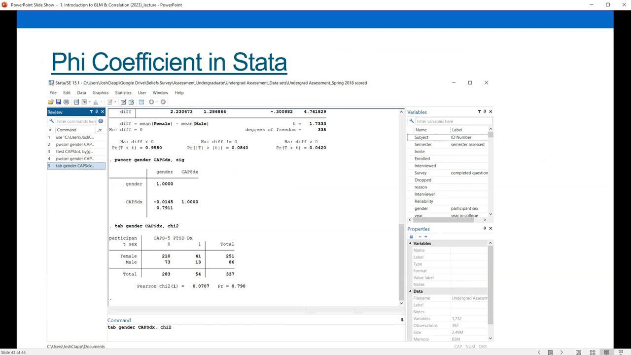Okay, same thing with Stata here. If I run pwcorr and look at the relation between sex and diagnosis, I get my correlation. If I go down here and run a chi-square, tab gender dx, chi2, it gives me my Pearson coefficient and my p-value. We're seeing that the p-value is identical across those. Okay.